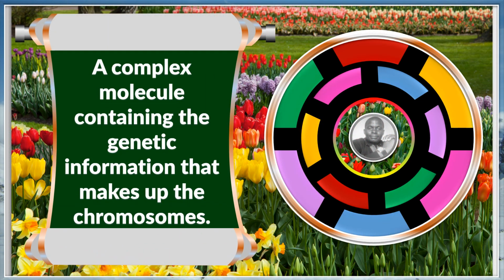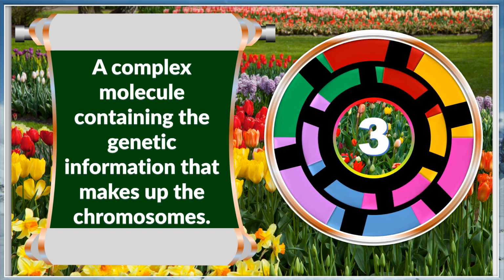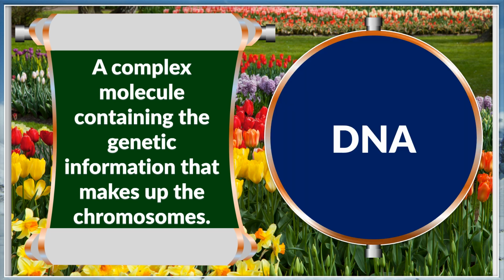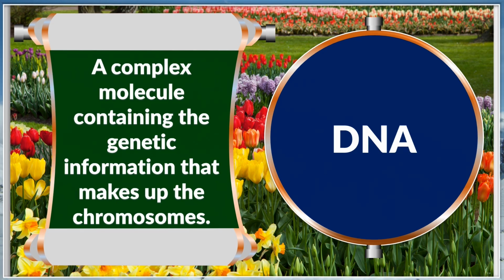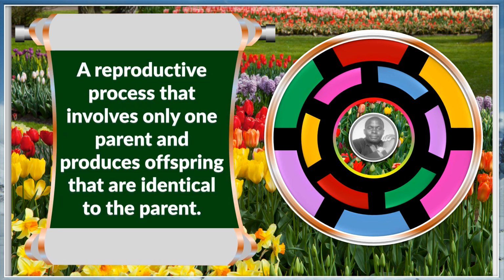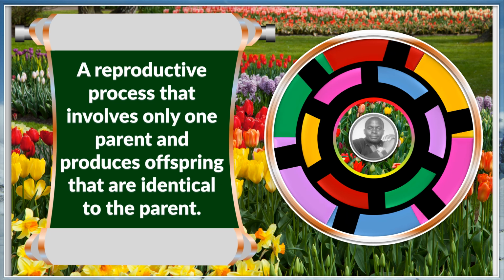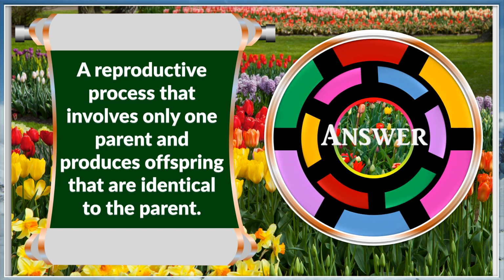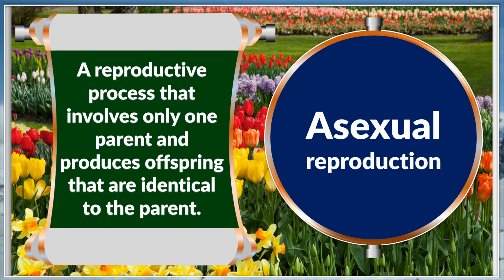A complex molecule containing the genetic information that makes up the chromosomes. DNA. A reproductive process that involves only one parent and produces offspring that are identical to the parent. Asexual reproduction.